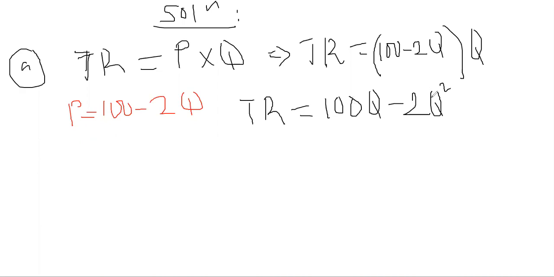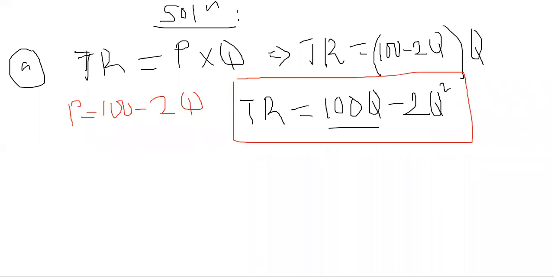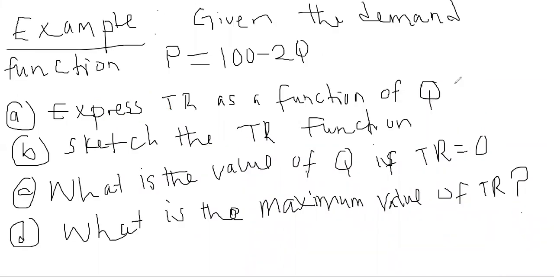But what could not be missing is this one. The coefficient of Q squared here cannot be 0. So the linear term could be missing, or the constant also could be missing, but the quadratic component cannot be missing. That is, the coefficient cannot be equal to 0. It should be greater than or less than 0. So now we have this total revenue function. This is what it is asking us to do in question A, express TR as a function of Q. So this is done.